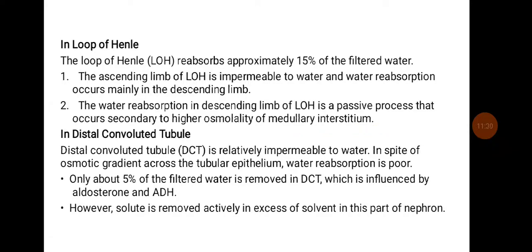The distal convoluted tubule is relatively impermeable to water. In spite of the osmotic gradient across the tubular epithelium, water reabsorption is poor. Only about 5% of the filtered water is removed in the DCT, which is influenced by aldosterone and ADH. However, solute is removed actively in excess of solvent in this part of the nephron.